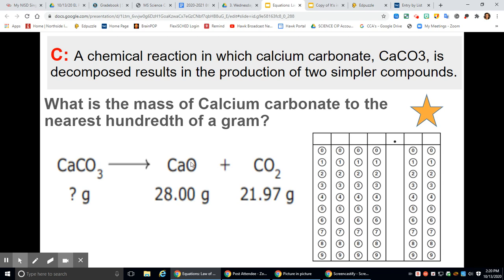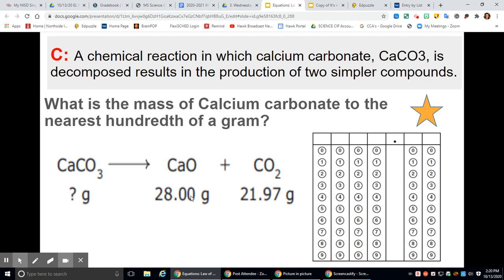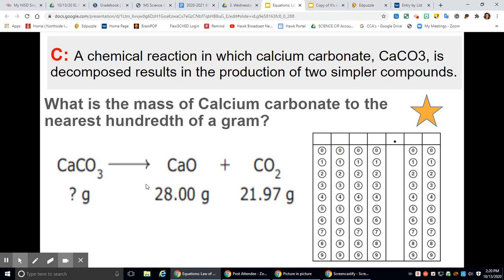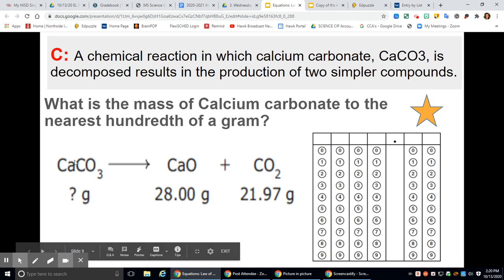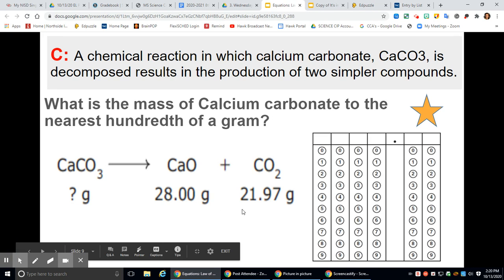Okay. And then lastly, we're going to finish with a STAR test question on the law of conservation of mass doing calculations. It says a chemical reaction in which calcium carbonate is decomposed results in the production of 2 simpler compounds. What is the mass of calcium carbonate to the nearest hundredth of a gram? So here in your products, you have this product's mass at 28 grams and the other product's mass at 21.97. So to find the mass of your reactants, you just simply add these two numbers.